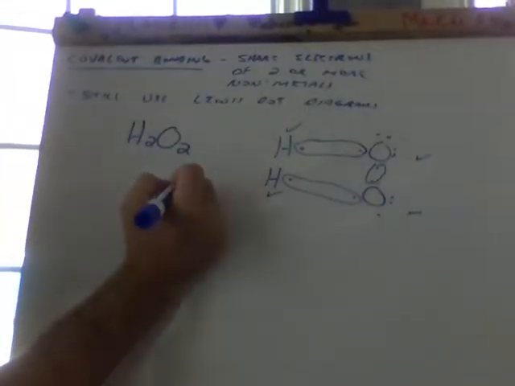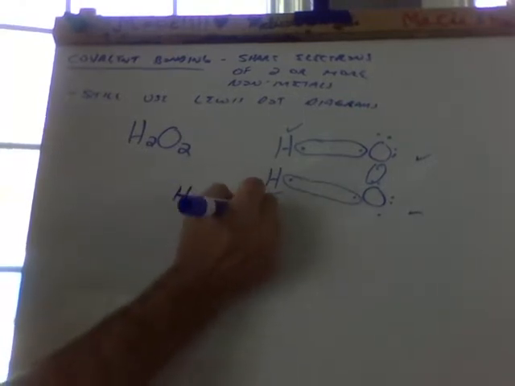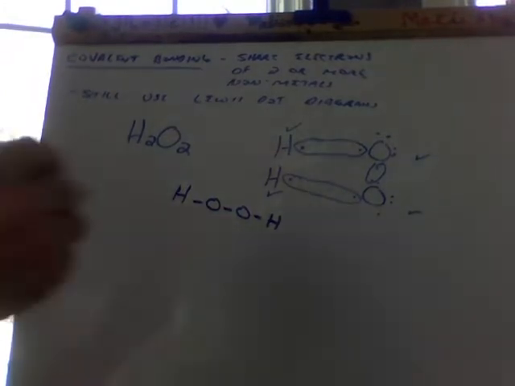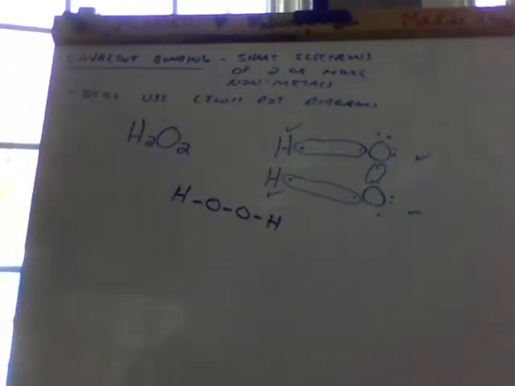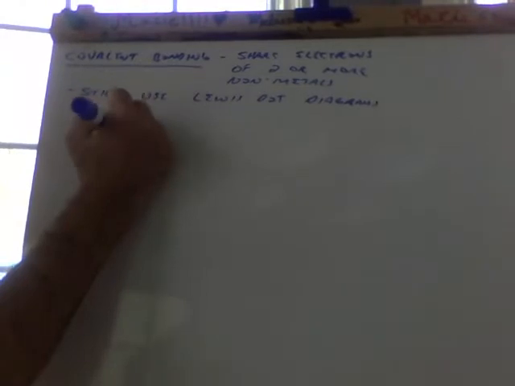So now how does this work? H to the O, to the O, to the H. There's my bonding. Every time you have a shared pair, you have a line. And that's what our bonding looks like as you go through this. Remember, all of these are with 2 or more non-metals, so you're looking just at the things to the right of the stair-step line.